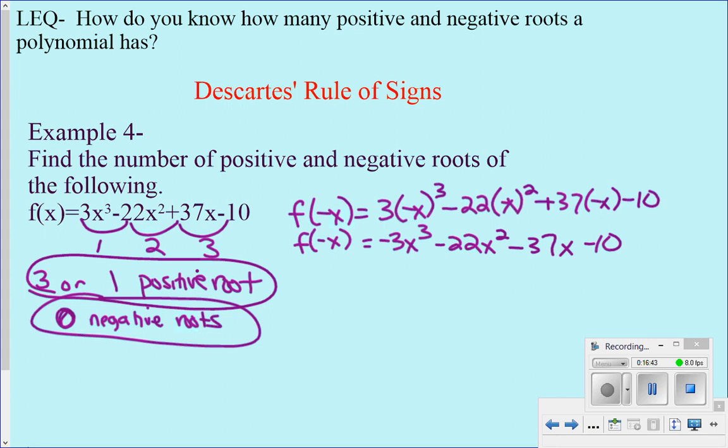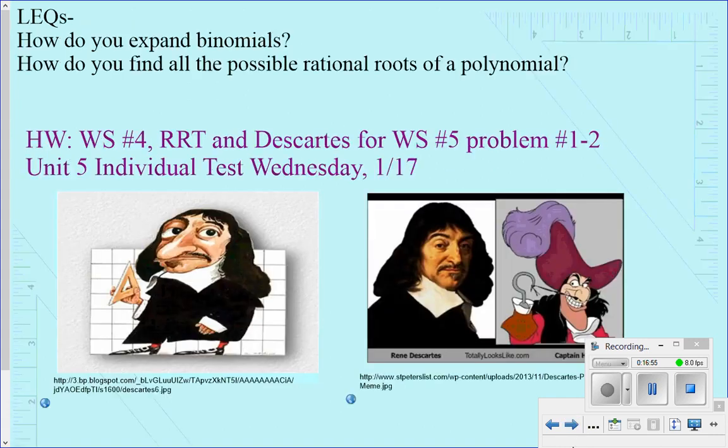Okay, so that is really useful information, or it will be later once we start graphing these. For now, you're just going to use Descartes to find the number of positive roots and the number of negative roots, and you're going to use rational root theorem to figure out the list of possible rational roots. So your homework is all of worksheet number 4 in Unit 5.